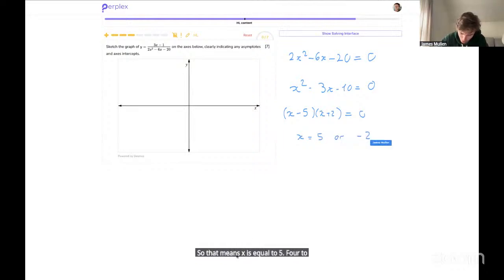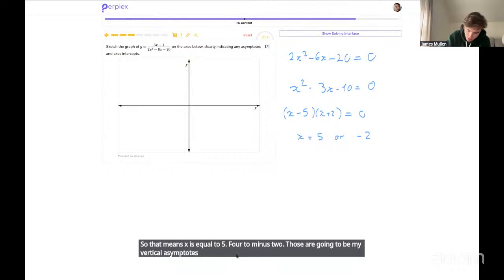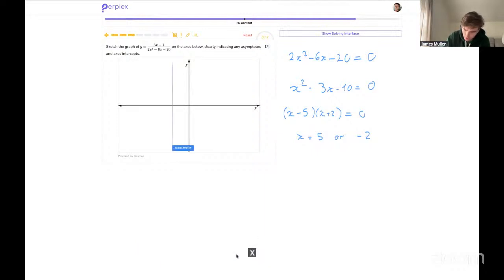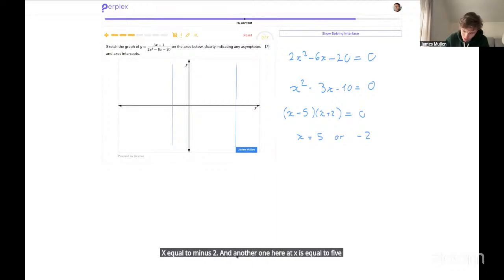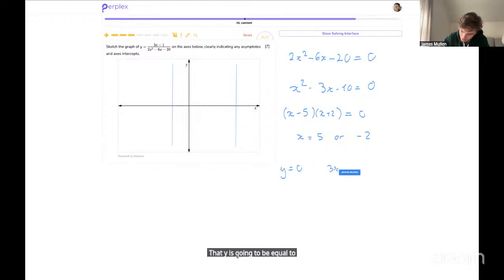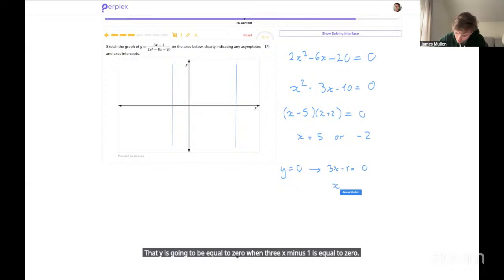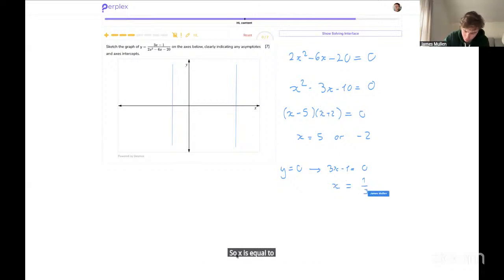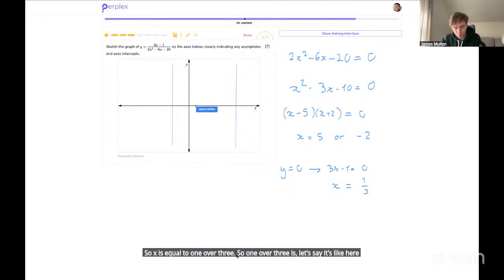Those are going to be my vertical asymptotes, so I can draw those. I have one here, x = -2, and another one here at x = 5. Okay, what else do I know? I know that y is going to be equal to 0 when 3x - 1 is equal to 0, so x is equal to 1/3. So 1/3 is, let's say, like here. That's one thing I know.